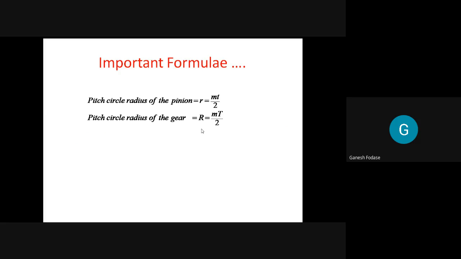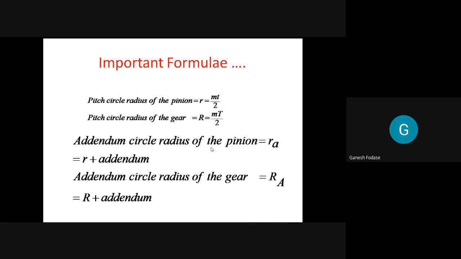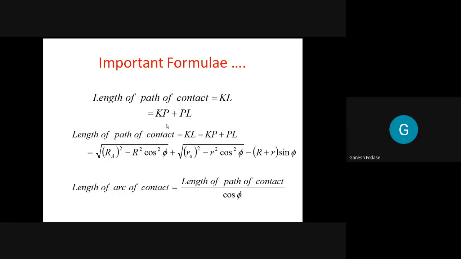Then the basic formula for pitch circle radius: R is equal to MT by 2, that is R is equal to module into T by 2. Then addendum radius, the relation between addendum radius and pitch circle radius: addendum radius is equal to pitch circle radius plus addendum. Formula for length of path of contact, that is KL is equal to KP plus PL.